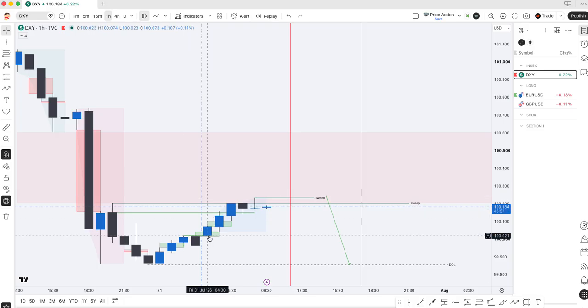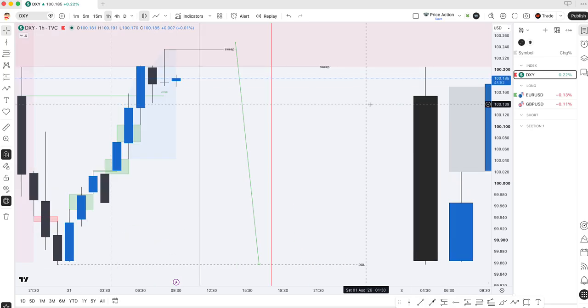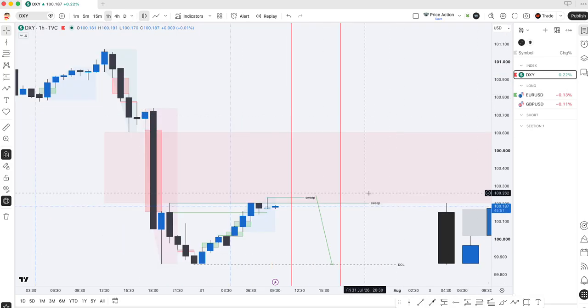But you can use the theory of how DXY is going to work, because 70% of the weightage of DXY is EU and GBP USD. So the majority of what they do will reflect on DXY, and what DXY does will reflect on these two. They're highly correlated.